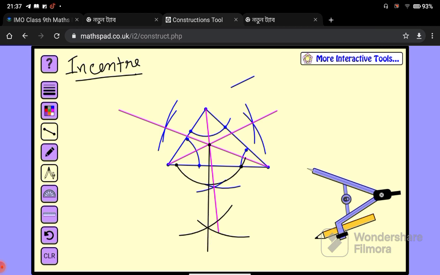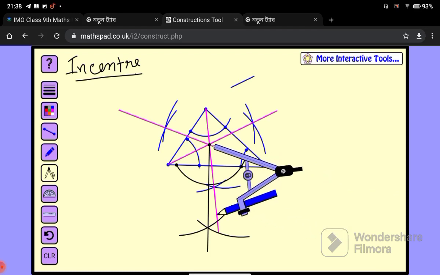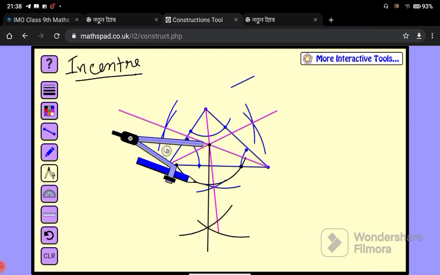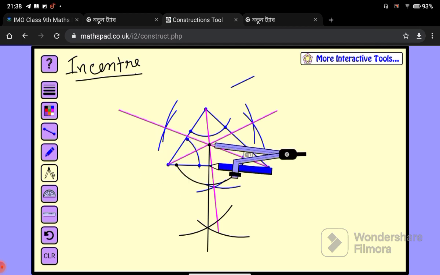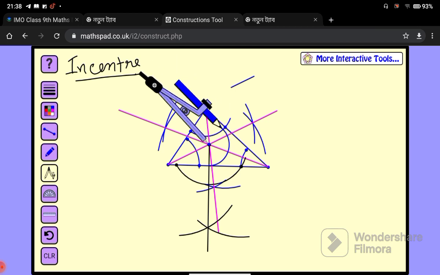Got it. Now what to do, you can see this position, this measurement. Okay, we'll put our compass in this position and we'll take this measure. You can see this black part. Yes, this black part. Yes, this one. Fix it and rotate and see this.